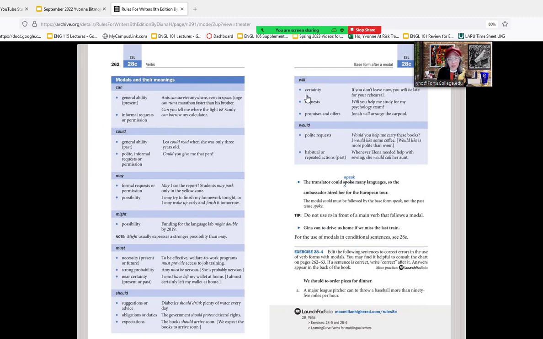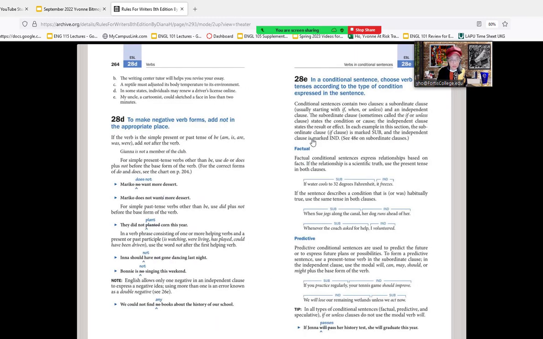Polite requests. Would you help me carry these books? I would like some coffee. Habitual or repeated actions. Whenever Elena needed help with sewing, she would call her aunt. So those are the different ways in which you can use modals.